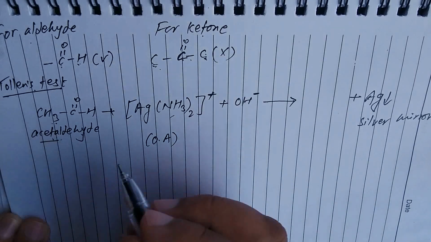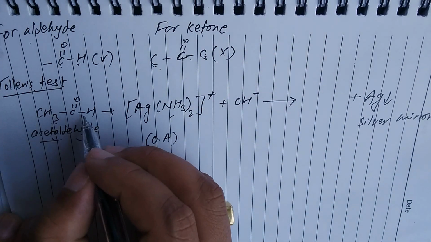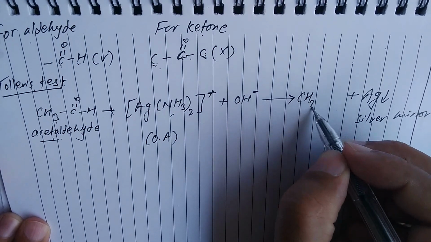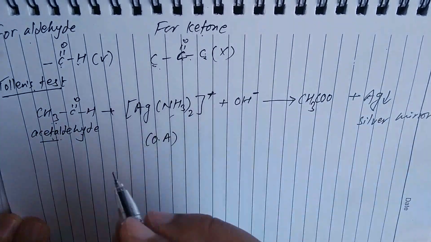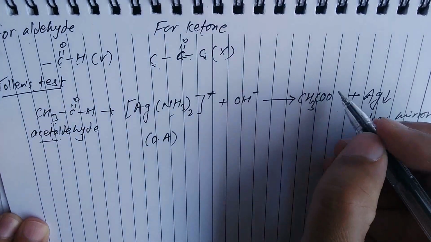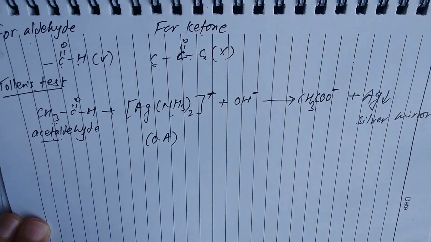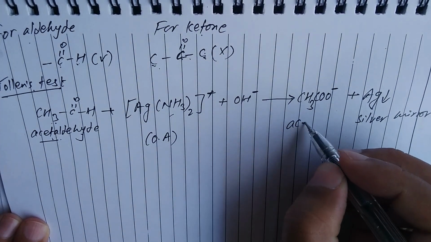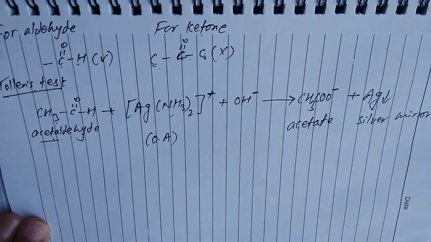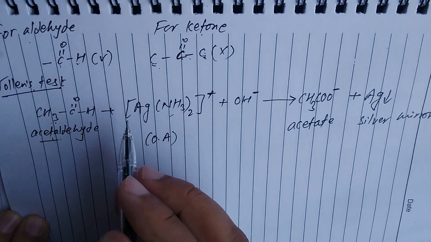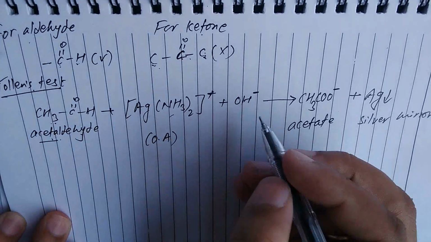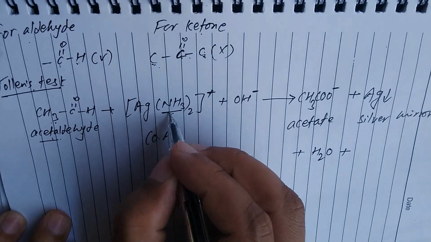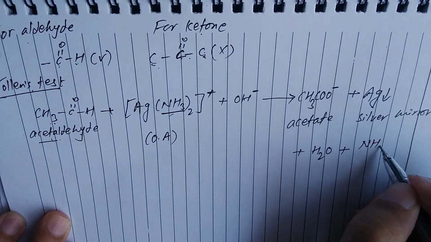What is the molecular formula of acetic acid? CH3COOH. Here there is addition of oxygen. So what can we write? CH3COOH, but do not write this H. Here H is removed and CH3COO minus ion is formed. This is the acetate ion. This hydrogen is removed here, and water is formed, plus H2O, and here is ammonia. So ammonia is also formed.